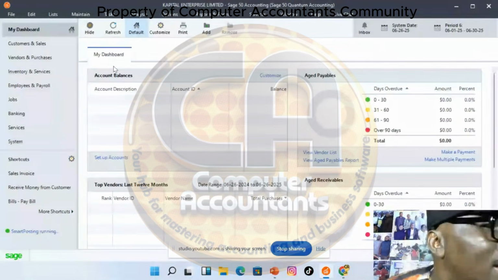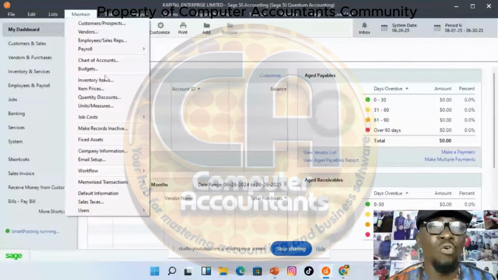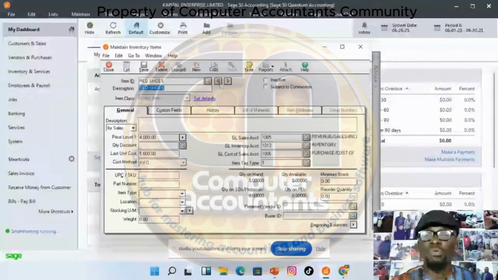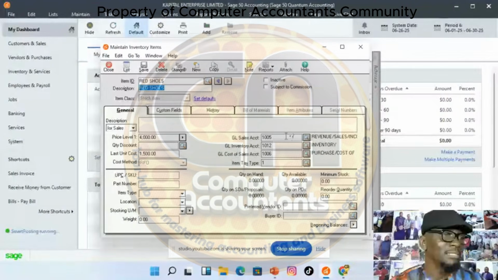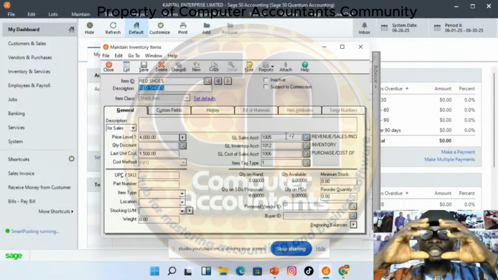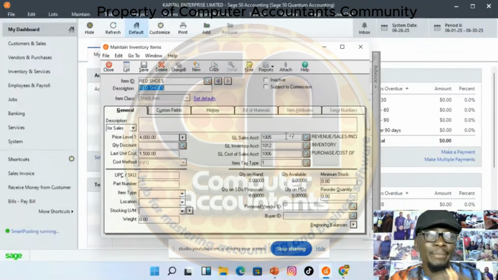Okay, main item. Let me call back one of the items. Now, this linking part is what determines your trading account, or what determines your gross profit.